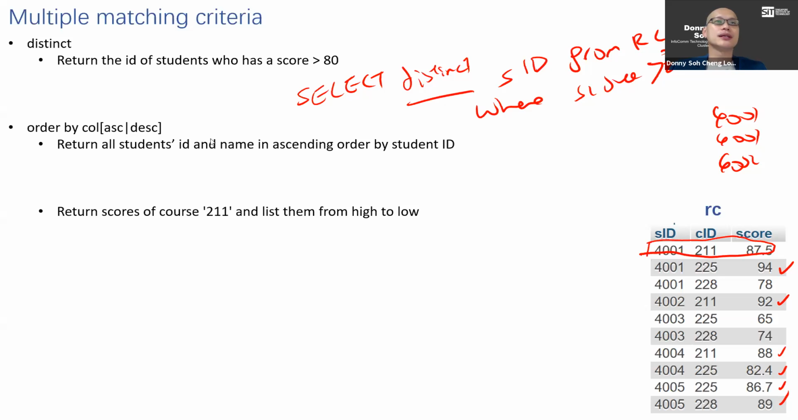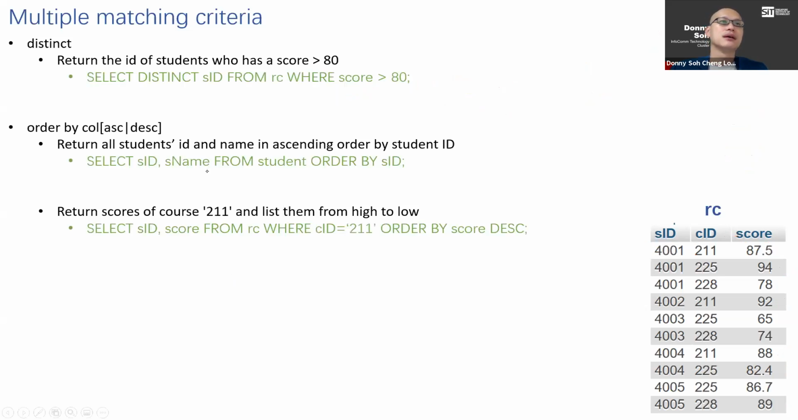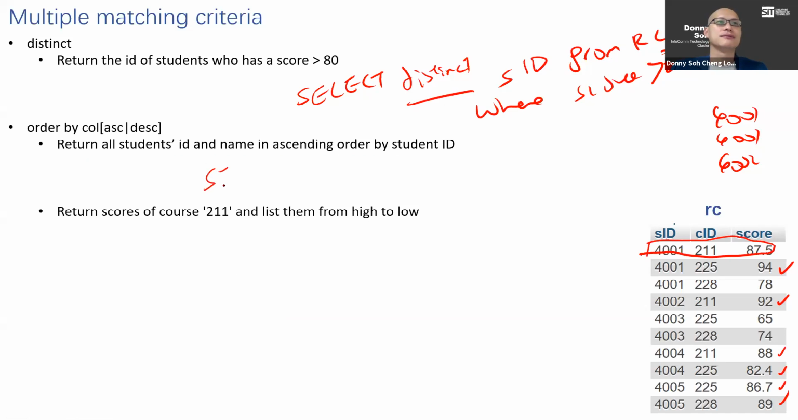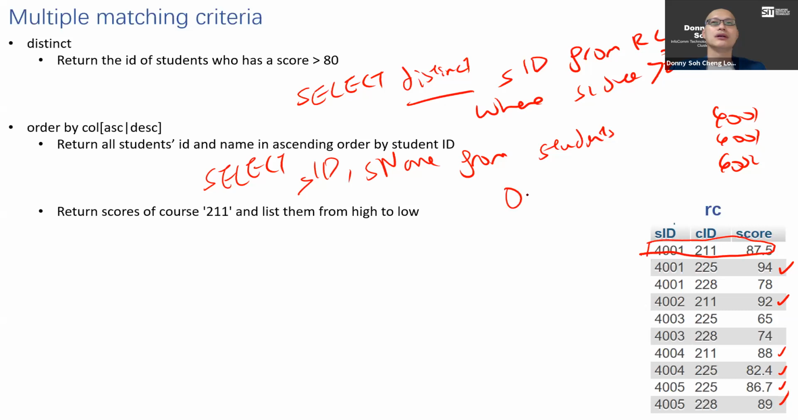I can also arrange results according to a certain order. For example, if I want to return student IDs and names in ascending order, ordered by the student ID, I can select ID, student name from student order by student ID.